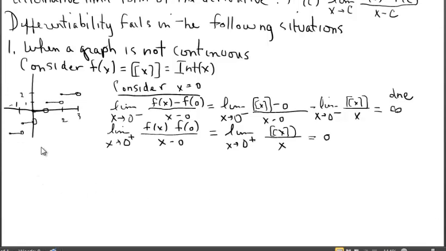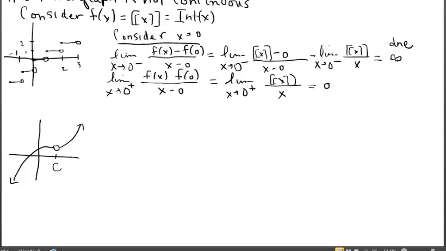Let's look at another graph that would fit in this category. Think of a graph that has a point discontinuity. Perhaps this is labeled c. This graph is not continuous at c. It's not differentiable at c. Just another example of a graph failing to be differentiable. So the graph must be at least continuous for it to even be thought of as differentiable.